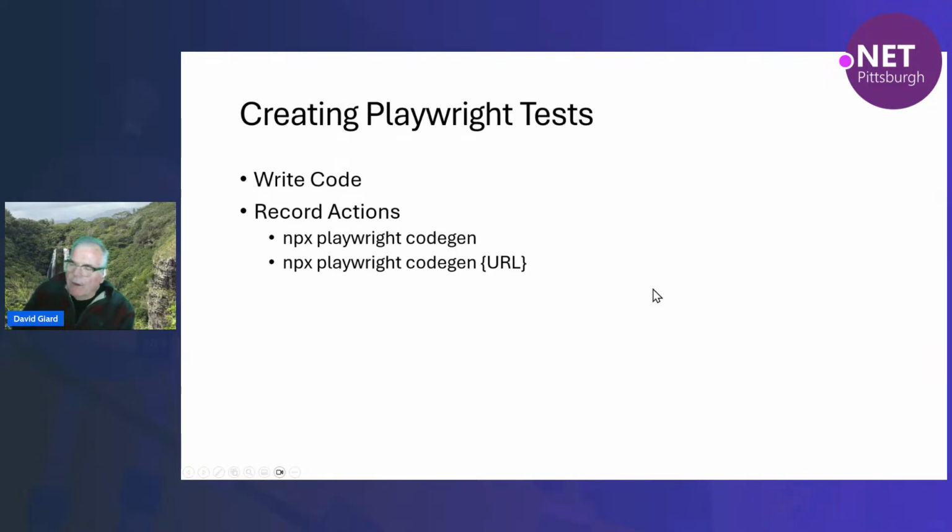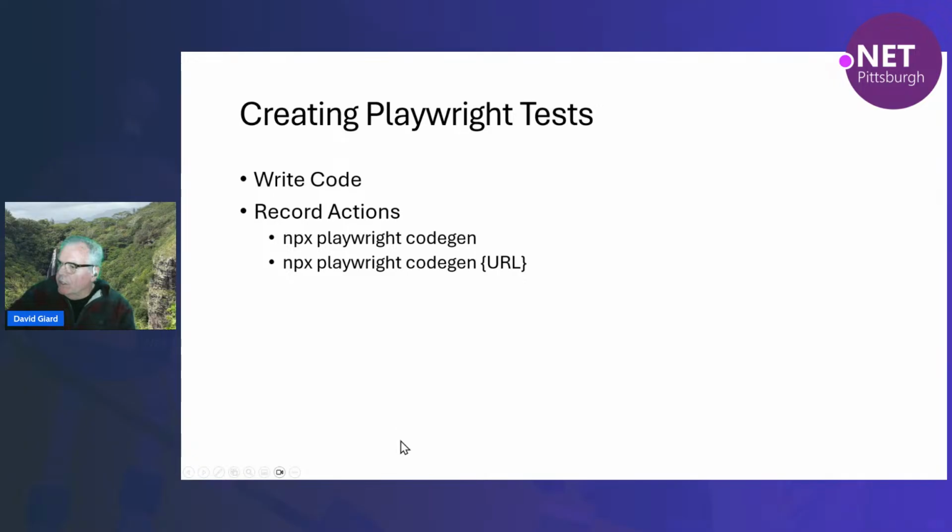Now, when I create a Playwright test, I have two options. I can write the code myself. I showed you an example of the object model before, that sample code, but I can also record my actions. There is a recording tool, and it brings up a user interface, a browser, and on it, as you perform actions on there, it'll actually generate the code for you that then you can copy and paste into the code in your project, which is really nice.